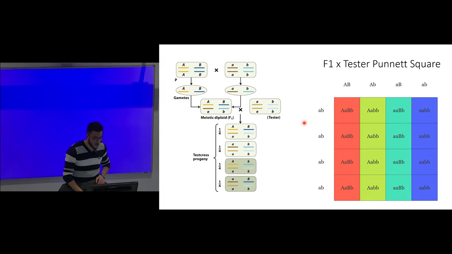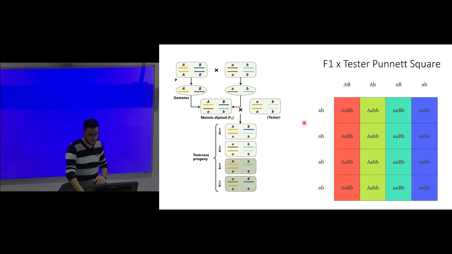Same thing for this one here. Because it's all the same, they will produce only one type of gamete, which is small a, small b. Fertilization happens. Then there's only one possible combination, because you're getting this gamete with only this genotype, so you end up with a diploid organism that is heterozygous for both genes. Make sense?